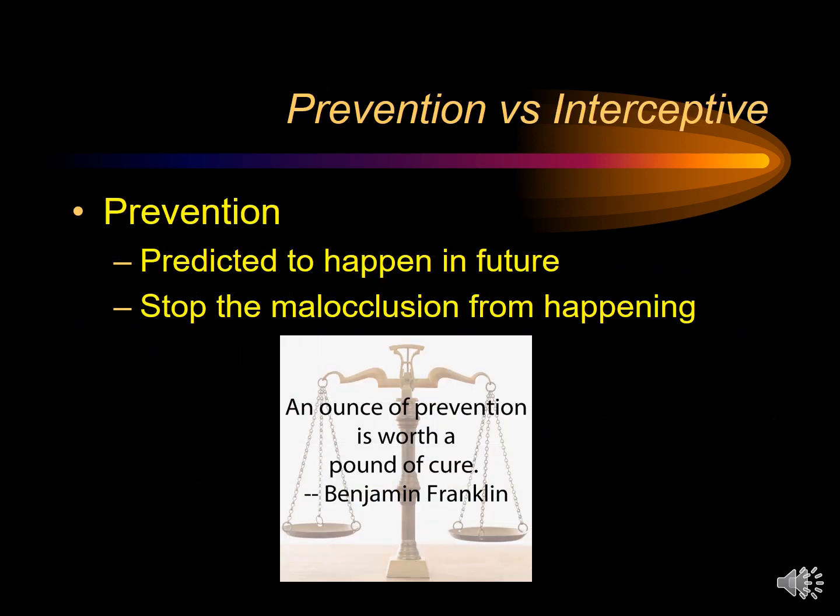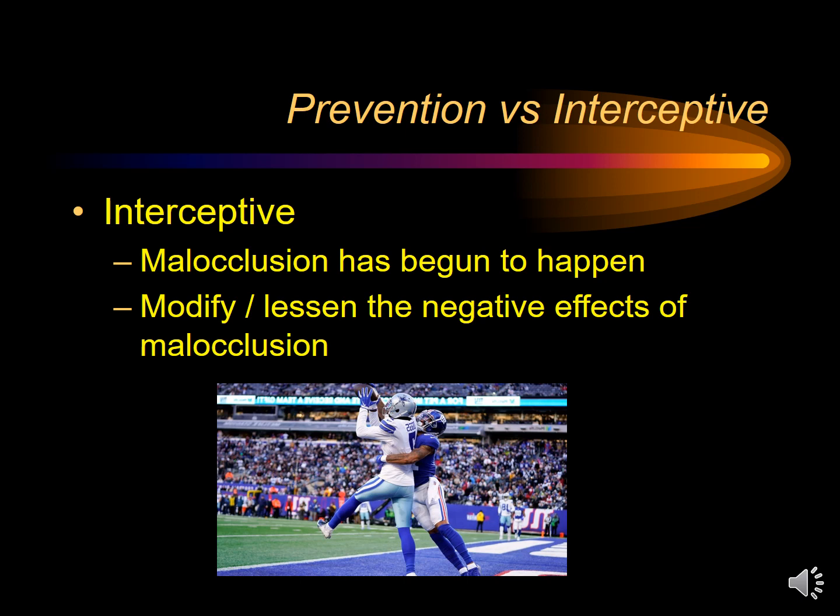Okay, let's have a look at what is prevention and what is interception. Now, prevention is indicated in a situation where the malocclusion has not happened but is predicted to happen in future, and the aim is to stop the malocclusion from happening. Now, interceptive treatment is indicated where the malocclusion has begun to happen, and the aim of interceptive treatment is to modify or lessen the negative effects of the developing malocclusion.